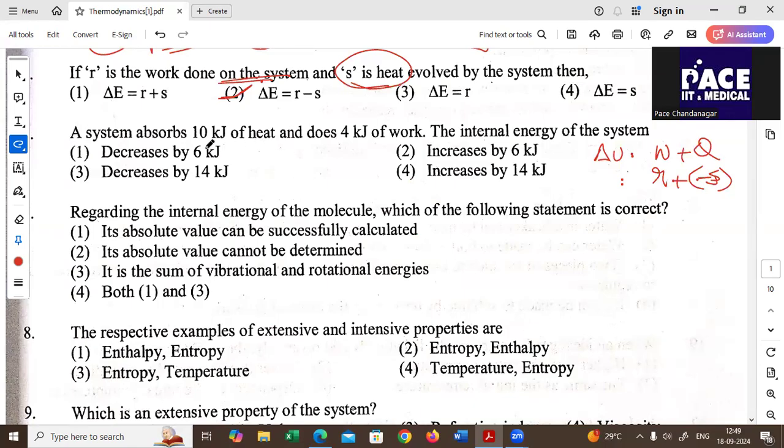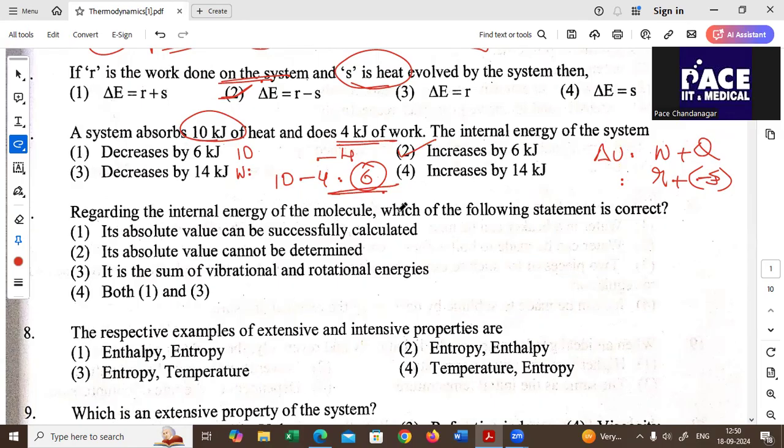Next, the system absorbs 10 kilojoules of heat. Absorbs, which means the system is taking in 10 kilojoules, and the system does work, so work done is negative. Take it as minus 4 kilojoules. What is the internal energy of the system? Internal energy is nothing but the same thing, work plus heat. 10 plus minus 4, which is 6. Positive 6 kilojoules, so therefore it increases by 6 kilojoules.